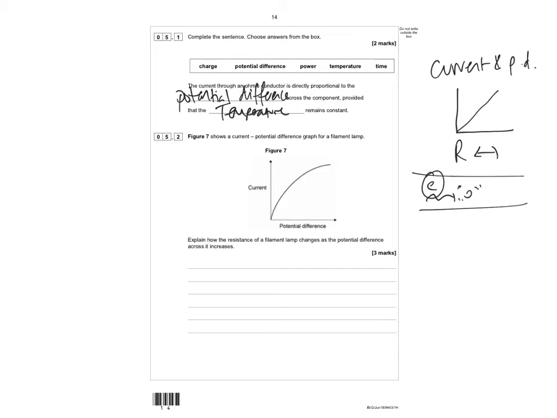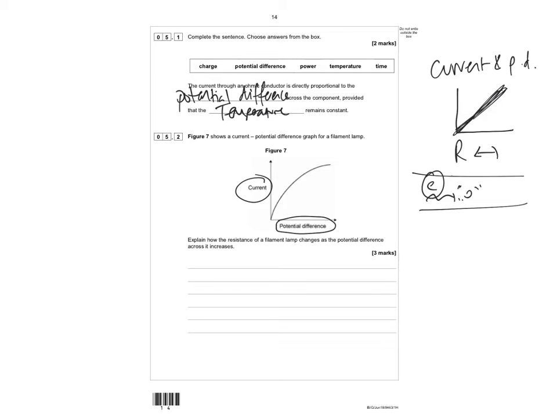In question 5.2, figure 7 shows a current potential difference graph for a filament lamp. Explain how the resistance of a filament lamp changes as the potential difference across it increases. So let's look again at our axis. We've got the current, so that's how quickly the electrons flow, and the potential difference, and that's the push. So the harder the push, the faster the current will generally flow, assuming the resistance is the same, and that's what this graph was saying here.